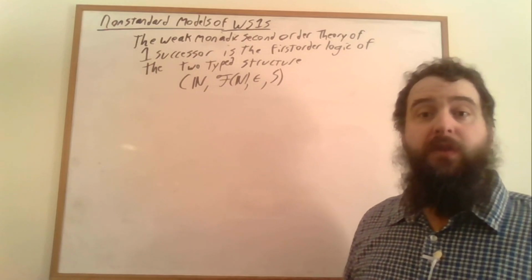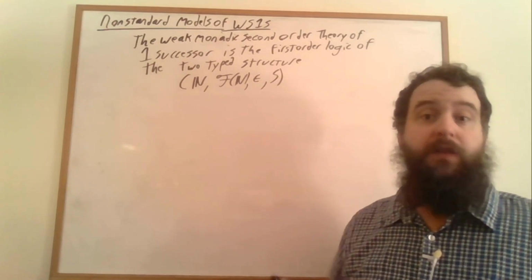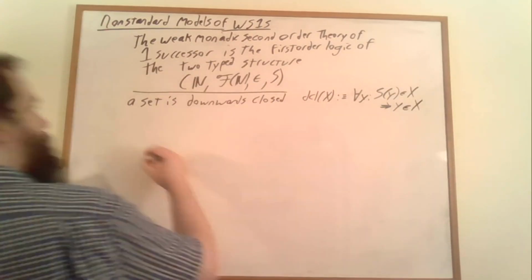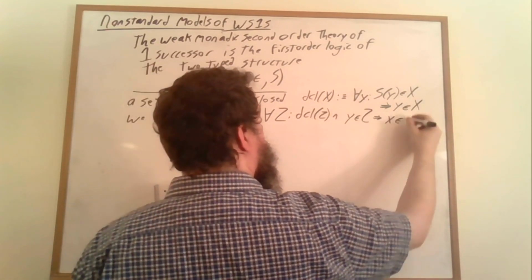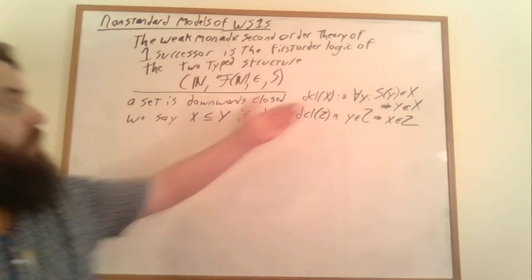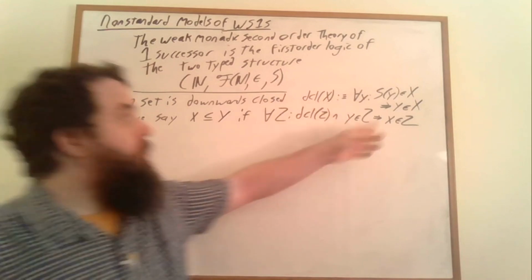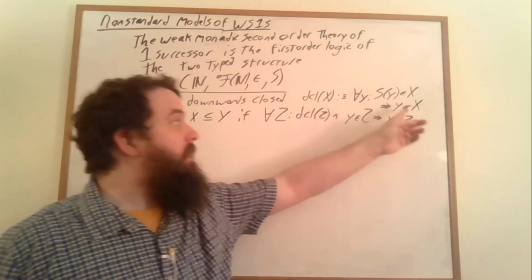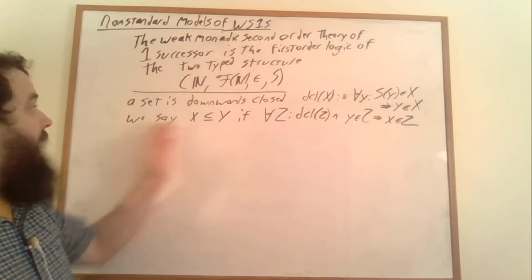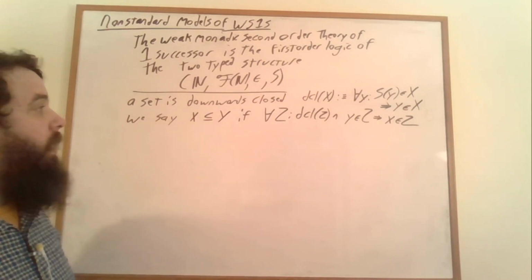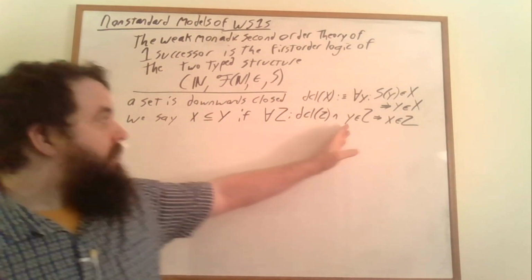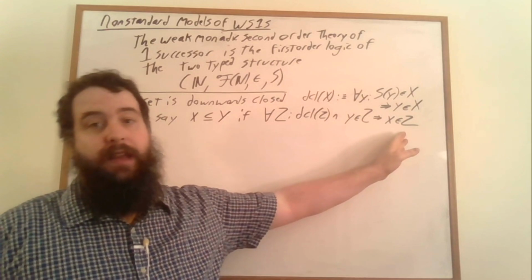One of the really important things about this structure was that we could describe less than in it. And we do this by talking about downwards closed sets. So we say that a set X is downwards closed if whenever the successor of y is in X, then y is also in X. And we'll say that x is less than or equal to y if, for every downwards closed set, if it contains y, then it must also contain x.